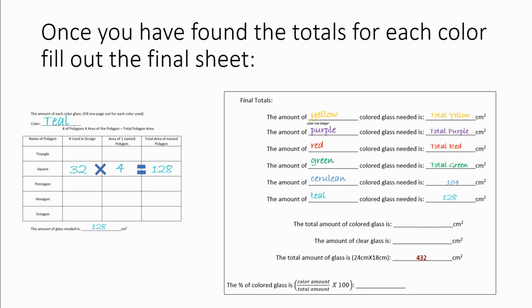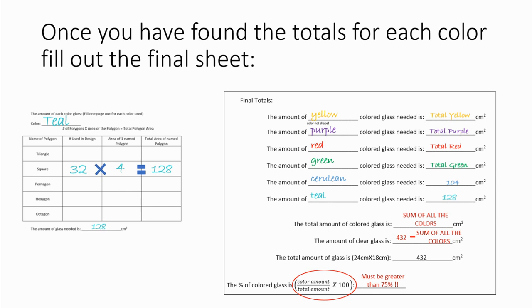Once we have that part of the table filled in, to find the total amount of colored glass, we're going to add all the colors together. That's going to be our total amount of colored glass that we need. To find the amount of clear glass, if it's 24 by 18 for the window, 24 times 18 is 432 for the whole window. Take away how much is colored, and that difference will be the amount of clear glass. To find your percentage of colored glass, you divide your colored by your total and multiply by 100. It needs to be more than 75%.